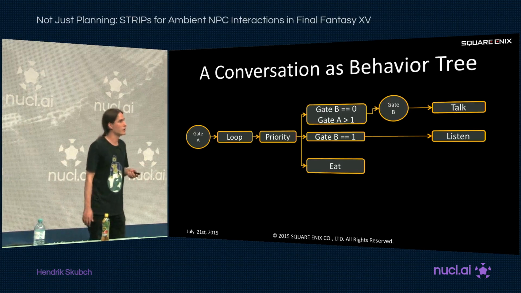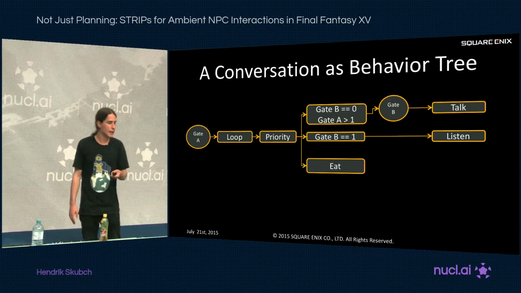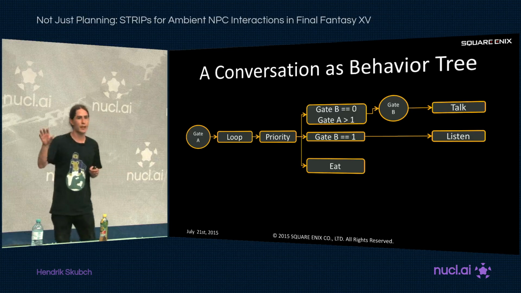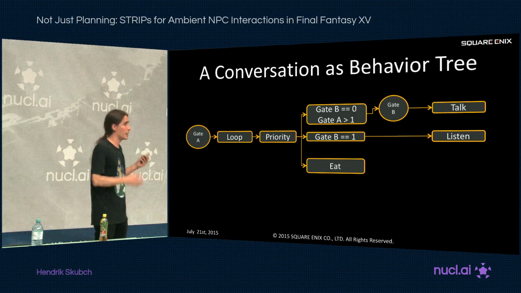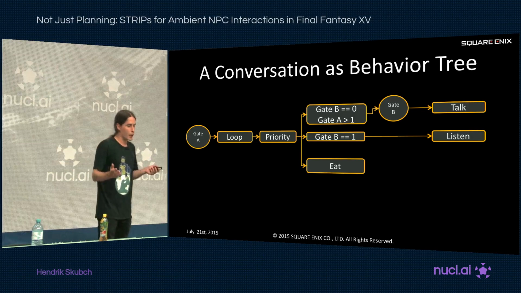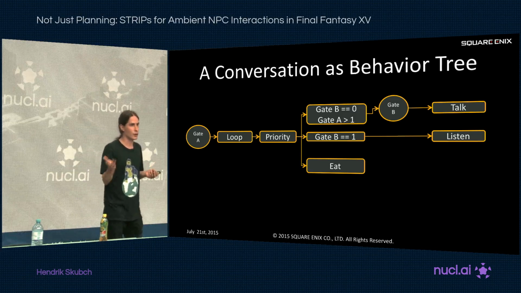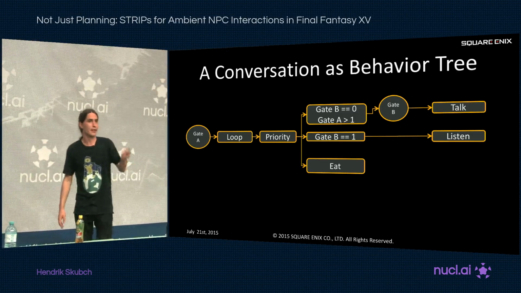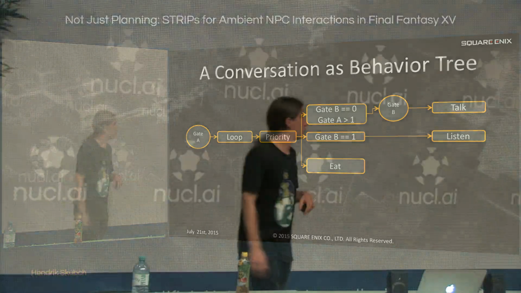If we want to model a conversation as a behavior tree, we have 3 actions: talking, listening, eating. And we put these gate nodes in there that basically count how many NPCs will utilize or are utilizing the corresponding subtree. And then we can formulate conditions over them and say, okay, you can only talk if there is someone to talk to at all. Don't talk to yourself, that's kind of stupid. You can only listen if there's someone else that actually talks. And otherwise, you eat, essentially. So that works, kind of.